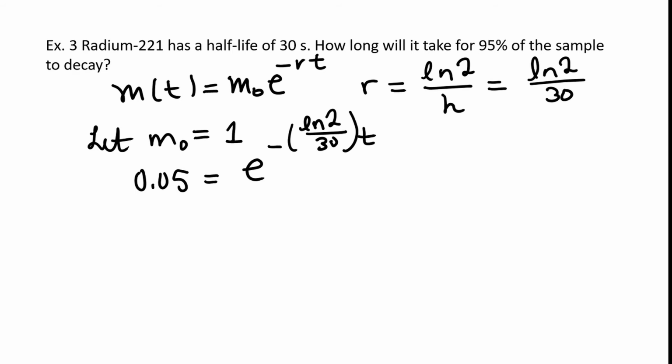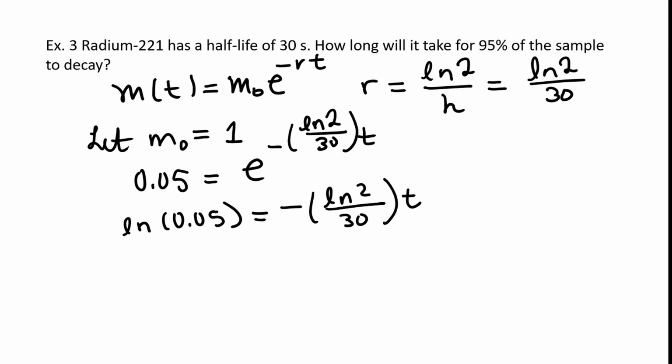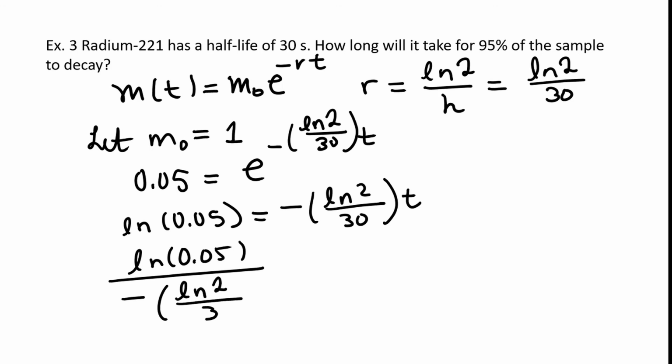Now, let's use the natural log, because the natural log with base e cleans up very nicely. So we'll get that the natural log of 0.05 is equal to negative of ln of 2 divided by 30 times t. We need the t by itself, so solving for t, we would have the ln of 0.05 divided by negative of the ln of 2 over 30.